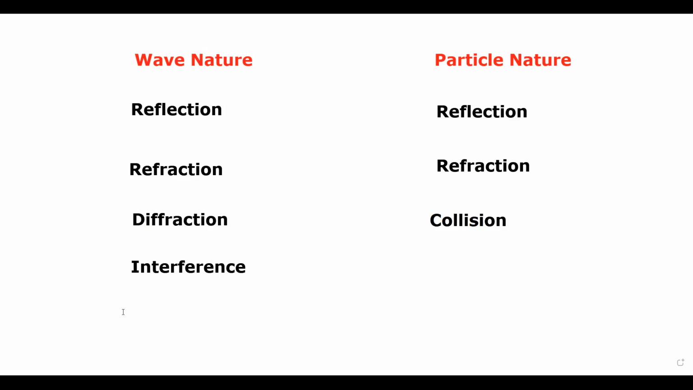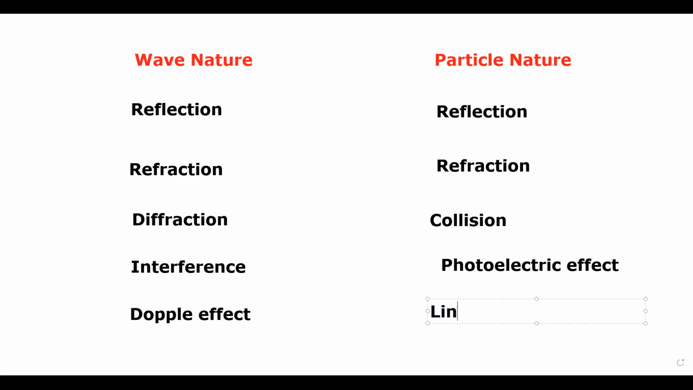And the Doppler effect, which is a relative change in frequency or wavelength when objects are moving, also shows that light has a wave nature. But which effect shows light has a particle nature? That is the photoelectric effect. And the line spectrum, we'll discuss later in this chapter.